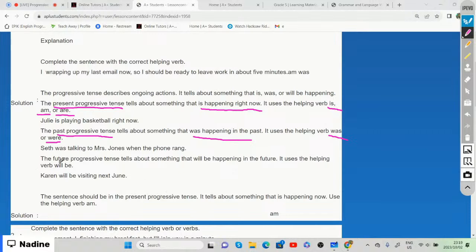And then we have the future progressive tenses. And the future progressive tense tells us about something that will be happening in the future, right? It must still happen, whether it is tomorrow, next week, next month, or next year. It is something that must still happen. It will be happening, right? And whenever we use helping verbs, we use the helping verbs will be to describe ongoing action happening in the future.